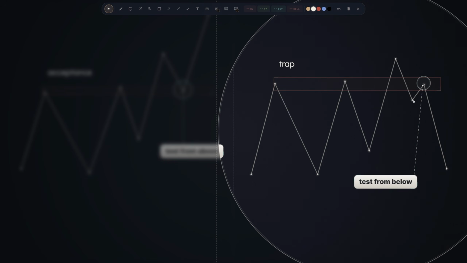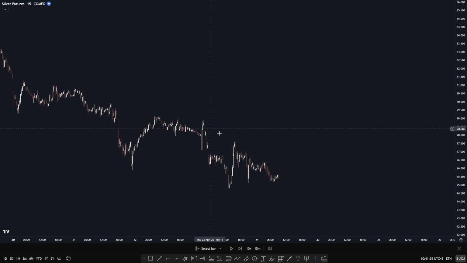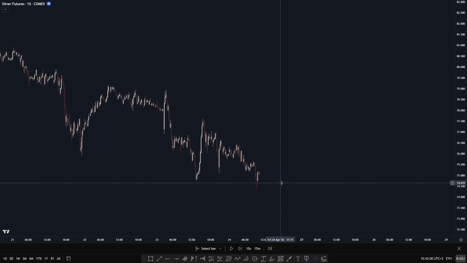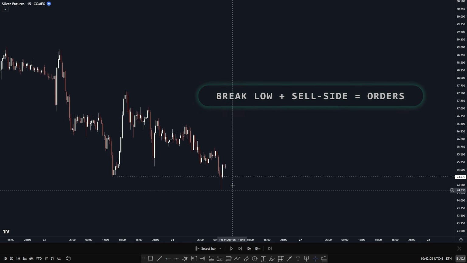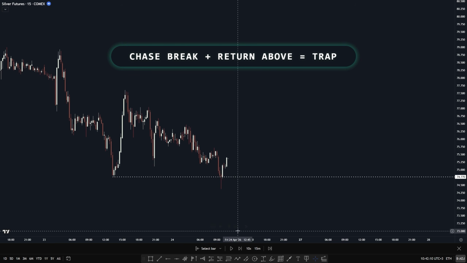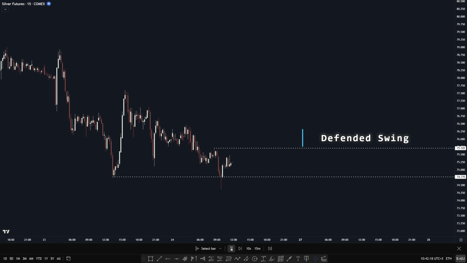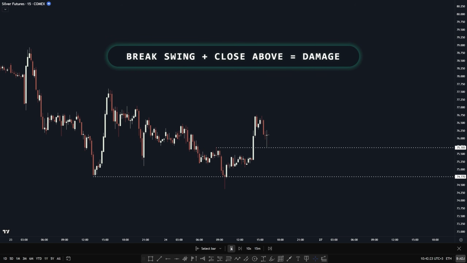Now let's flip the map from single levels into full structure shifts where liquidity starts changing the trend itself. Look at this downtrend again. Price breaks below an obvious low and takes sell-side liquidity, which means it grabs orders sitting below that low. Sellers chase the breakdown, but price returns above the low. Then price attacks the last lower high, the swing where sellers defended the trend. When price breaks and closes above that swing, the old seller-controlled structure is damaged. That is the structure shift.